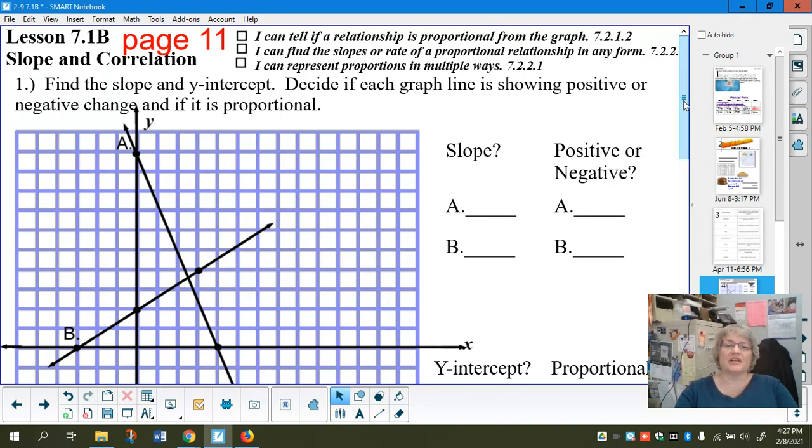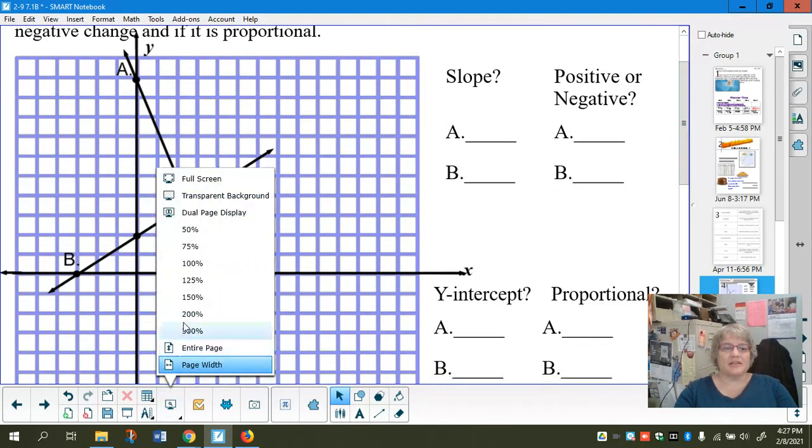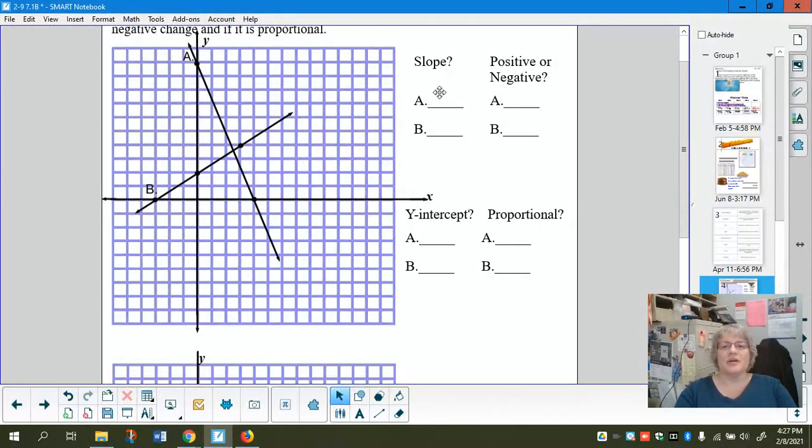We're working on telling if a relationship is proportional from a graph, or in many ways, finding the slopes or rate of a proportional relationship in any form, and representing proportions in multiple ways. So we're going to start with this problem. We have two lines here, and we find whether that slope is positive or negative, find their y-intercepts, and whether or not that makes them proportional.